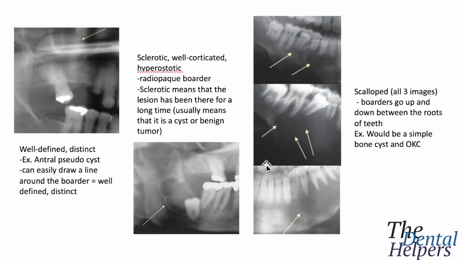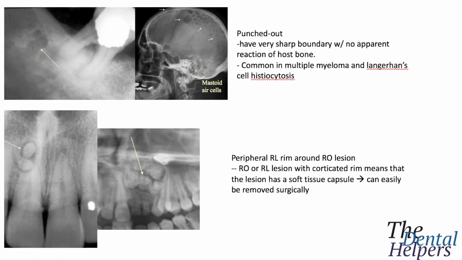And so in the case of this, we've got a bone cyst right here, and some of these are OKCs. Now punched out almost looks as though somebody got a hole puncher and decided to punch little holes. Now, if we look carefully, this is a good example of a punched out. They're going to have a very sharp boundary, but no apparent reaction to the host bone. This is another example of a punched out border. These are commonly seen in multiple myelomas or Langerhans cell histiocytes.